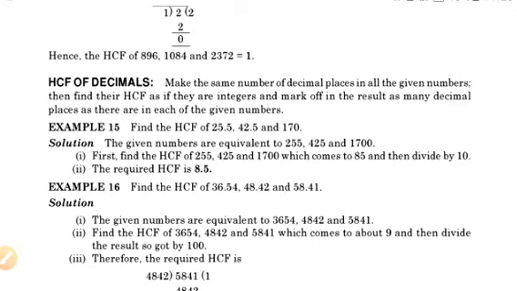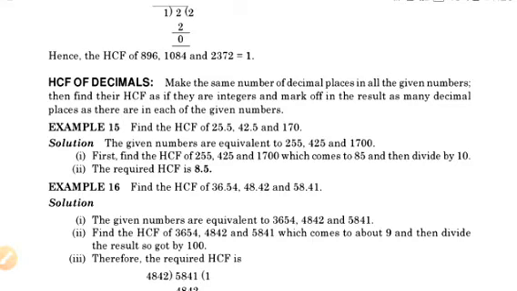For the HCF of decimal numbers, it's not so difficult. Like in this example number 15, we are asked to find the HCF of 25.5, 42.5 and 170. Now in 170 we have no decimals, but in the first two numbers 25.5 and 42.5 we have decimals. So in order to find the HCF of decimals, first we have to multiply the decimal numbers with some appropriate number to get all the numbers the same and without decimals.